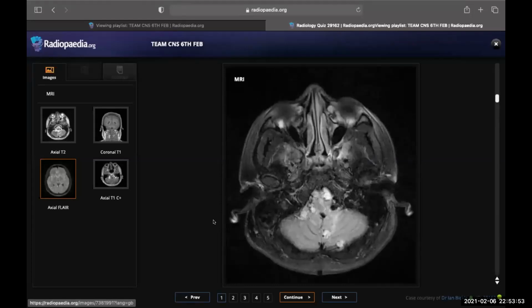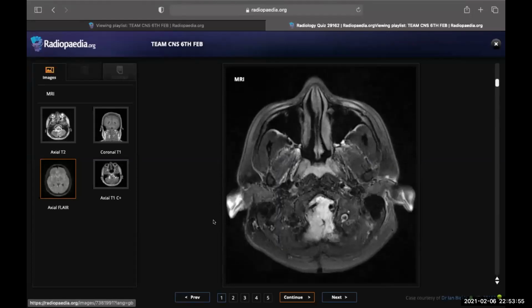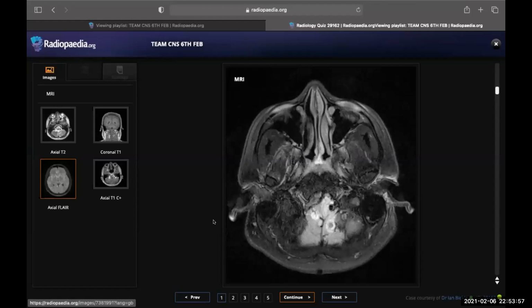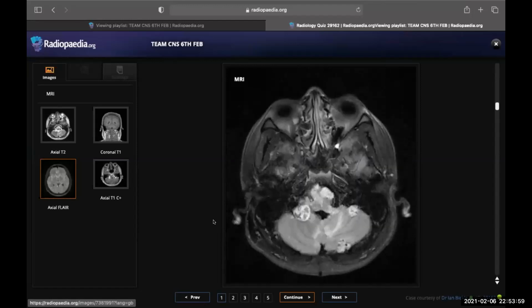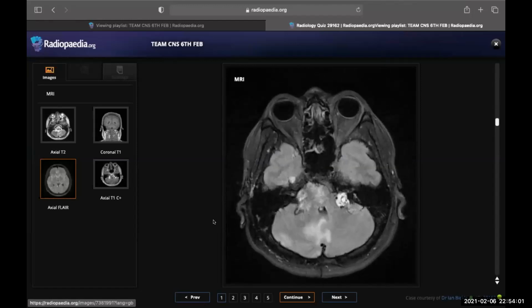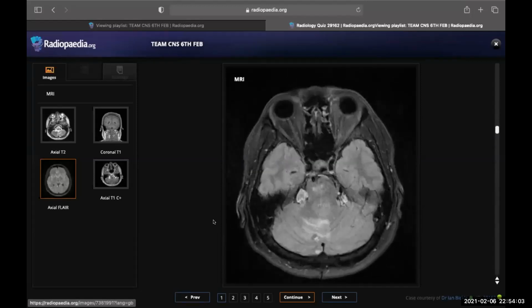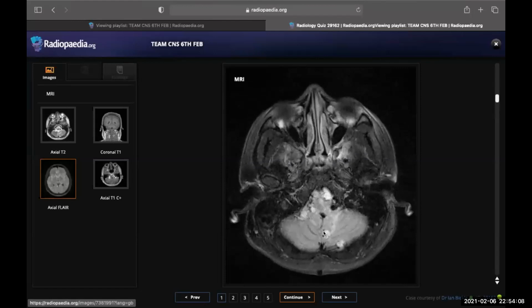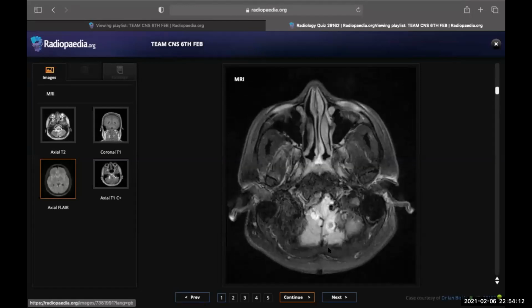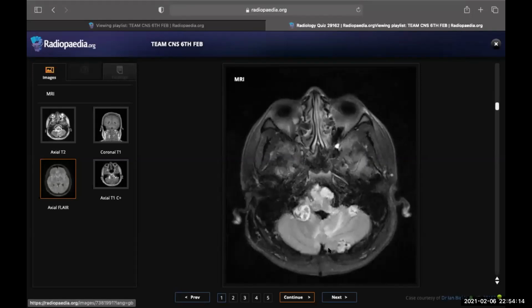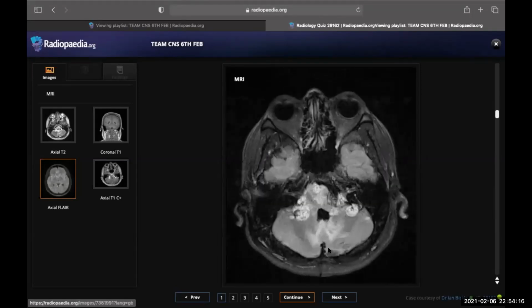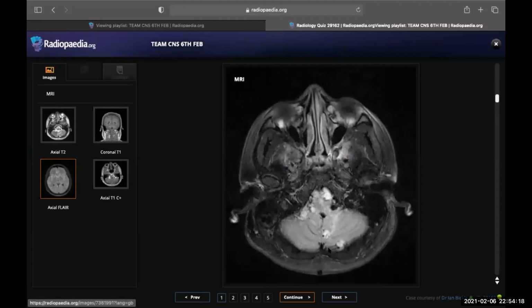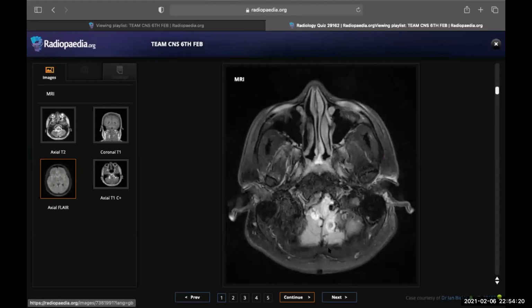So I'm seeing multiple lesions, mainly extra-axial lesions in both CP angles and surrounding the brainstem. They are hyperintense in T2 and FLAIR. Some of them are showing a popcorn appearance. Can I see it in the coronal?